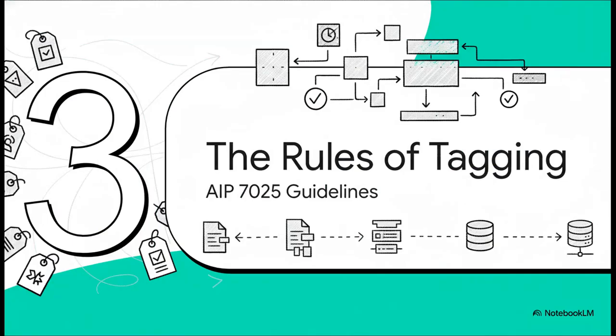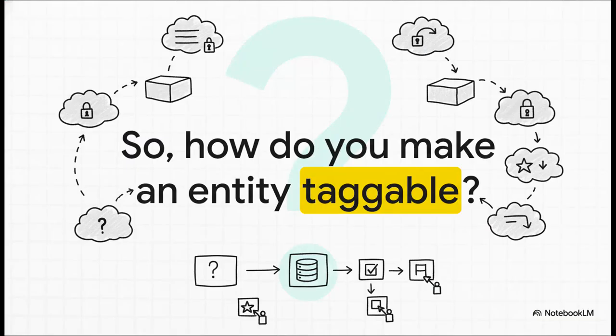All right, so we've got the what and the why down. Now let's dive into the how, because there are a few key rules you absolutely need to follow to make sure you're implementing tags correctly and, more importantly, securely. So this is always the first question that comes up, right? Especially from developers. Okay, what do I actually have to do to make one of my entities taggable? And you know what? It's probably a lot more straightforward than you think.